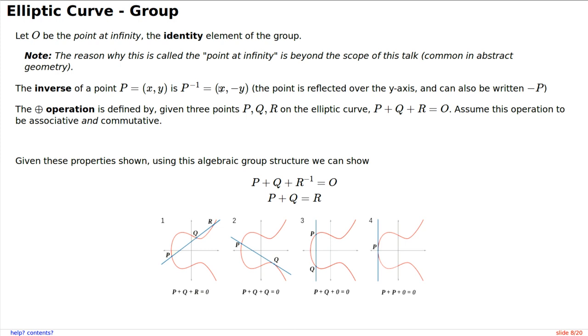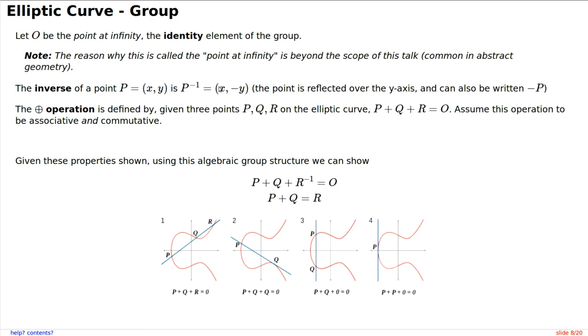We're going to define some identity element called O. We're going to call this the point at infinity. I'm not going to get into why it's called the point at infinity. It has to do with some abstract geometry, projective plane stuff, but this is kind of common when you're trying to find groups over equations like this.